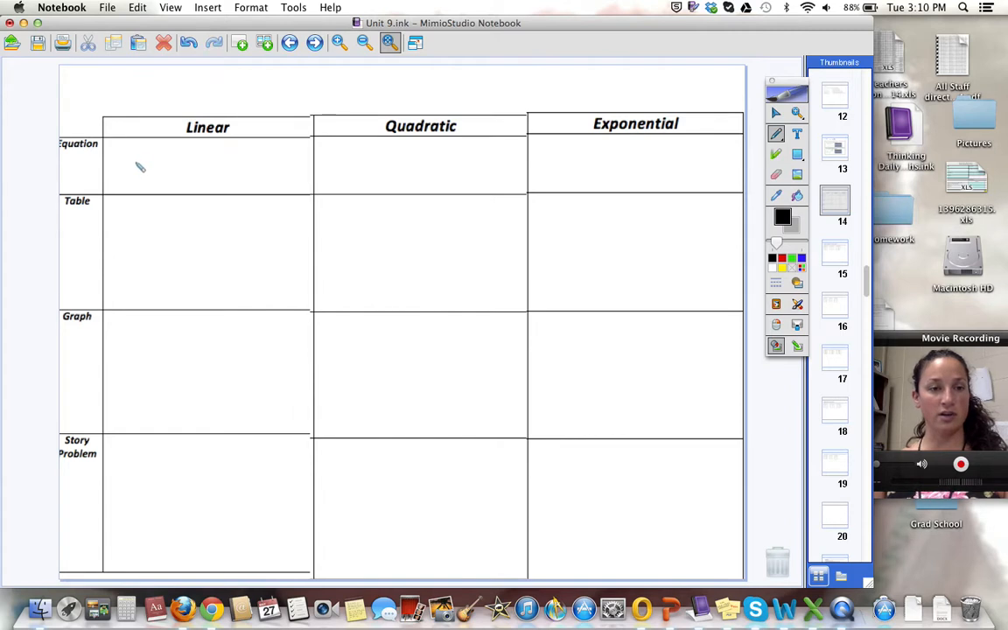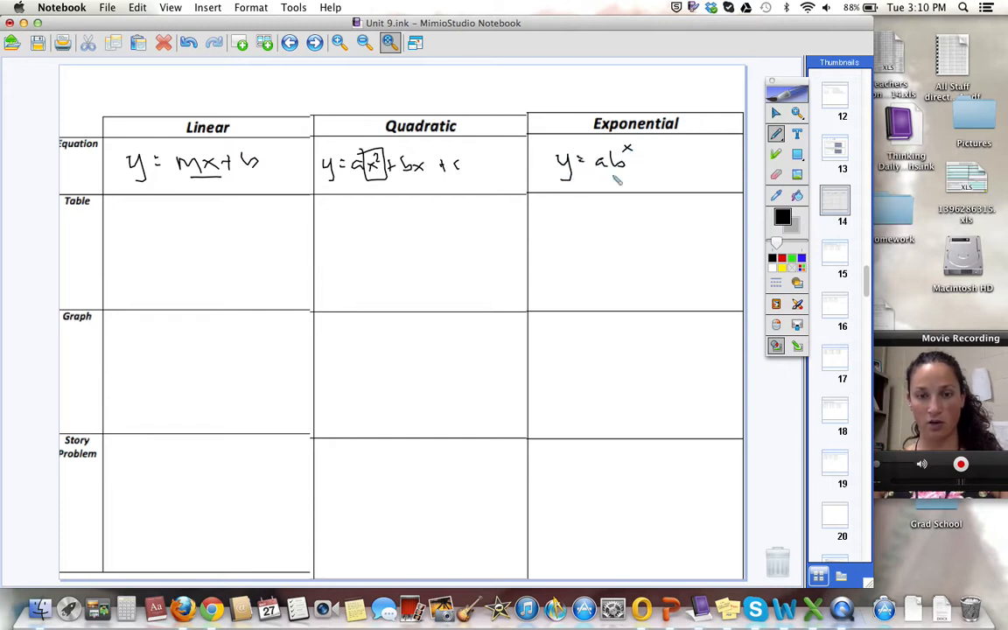So equations, we already filled this in. Linear is going to be y equals mx plus b, where it's just 1x without a value. Quadratic would be y equals ax squared plus bx plus c. The main thing being that there's an x squared term, and our exponential is y equals a times b to the x, where it's something to the x power. So for our table, I'm actually going to skip the table right now. I'm going to come to this one last, probably.